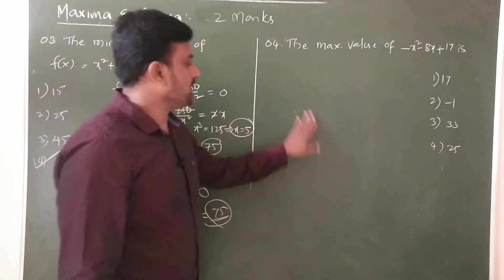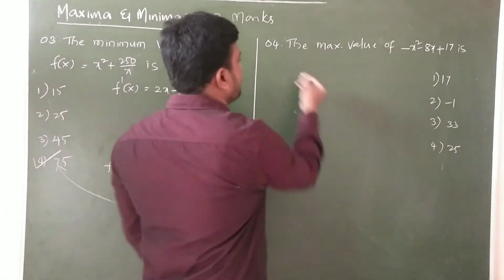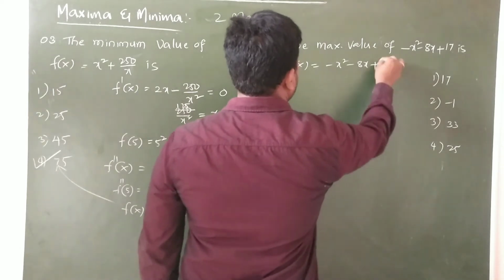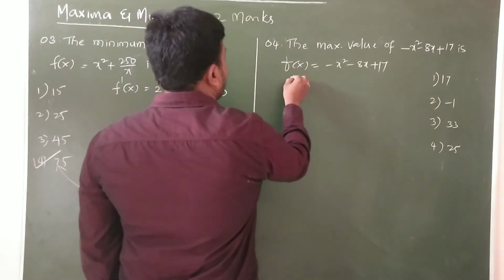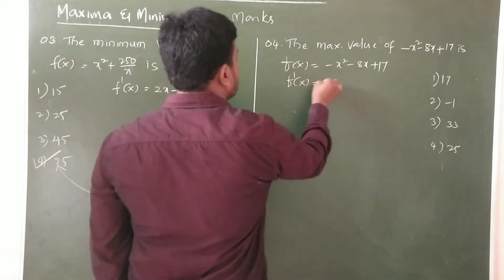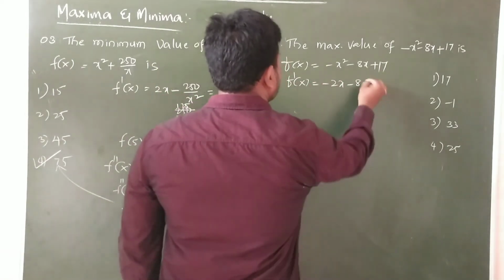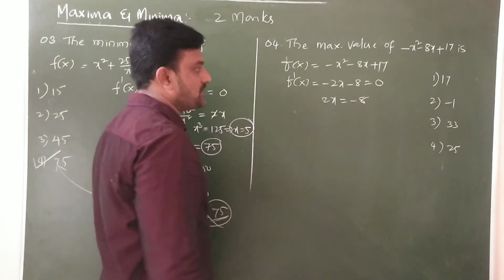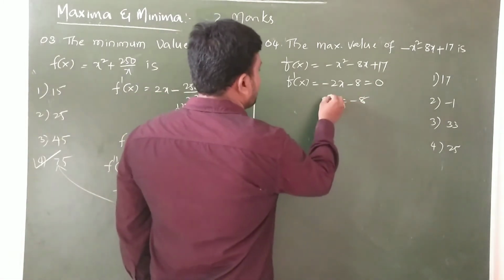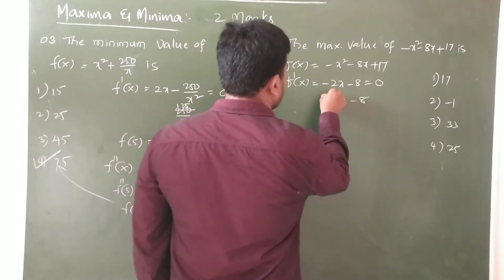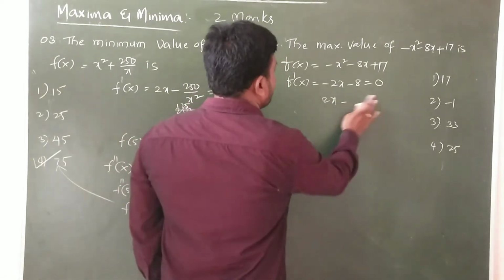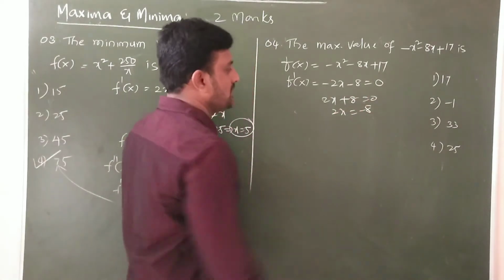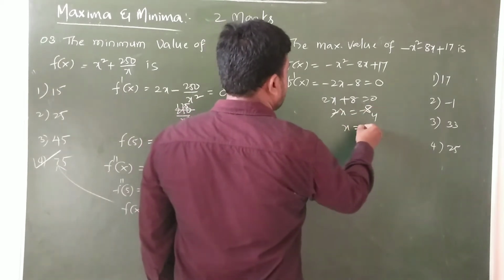The same process applies here. The maximum value of f(x) = -x² - 8x + 17. And f'(x) = -2x - 8. Simply set that equal to 0, then 2x = -8, yes or no? Then 2x + 8 = 0, then 2x = -8, so x = -4.